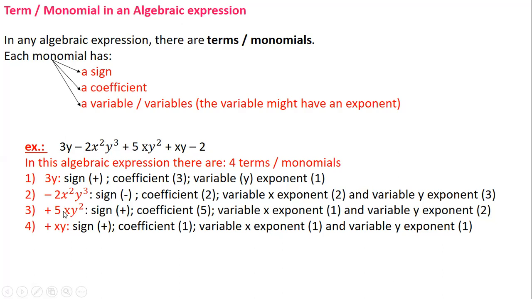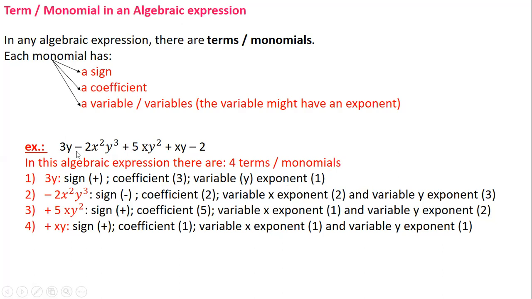Let me talk about each monomial alone. First, I said a monomial should have a sign. So if I look at 3y, there's no sign in front of it. And I said, if we have no sign, this means it's a plus sign. So the sign is plus. What is the coefficient? The coefficient is the number before the variable. So 3 is the coefficient of this monomial. Who is the variable? It's the letter. So y is the variable. If I look at the exponent, y has no exponent. So the exponent is 1.